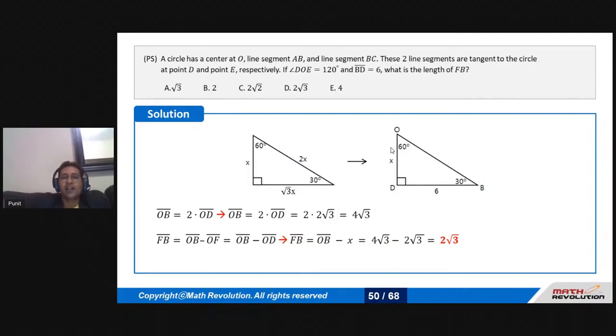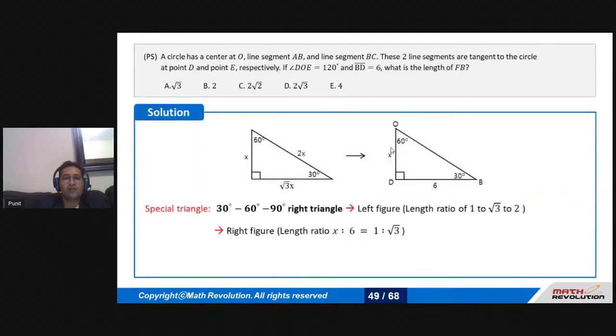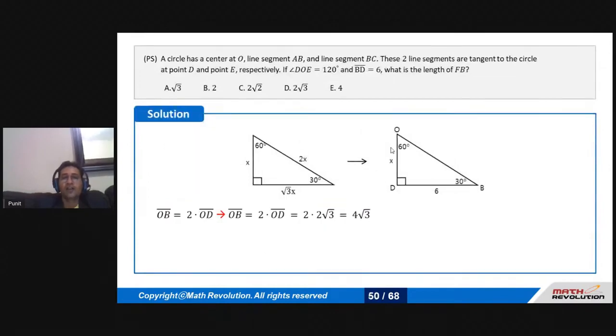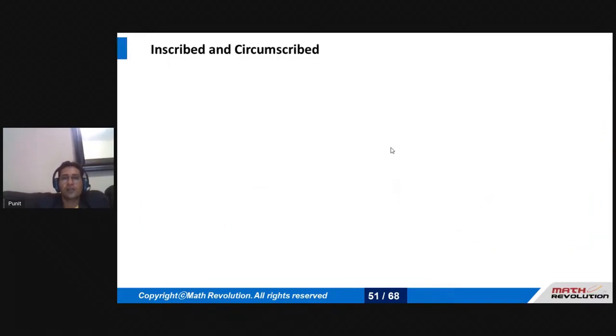If I have to find the value of FB, I go back to the same diagram in the previous slide. FB would be OB minus OF, and OF would be equal to OD. So that is OB, which is 4 root 3, minus OD, which is 2 root 3. That makes it 2 root 3. The application of triangle properties along with special angles is noticed here.